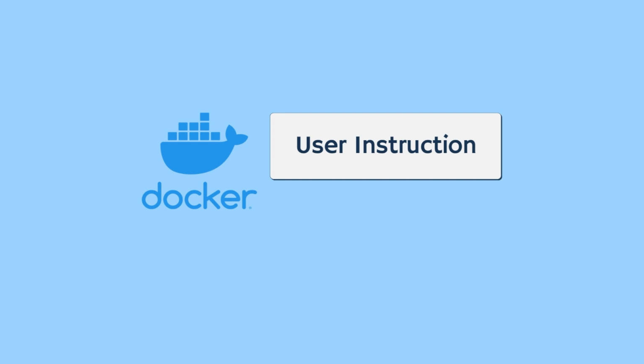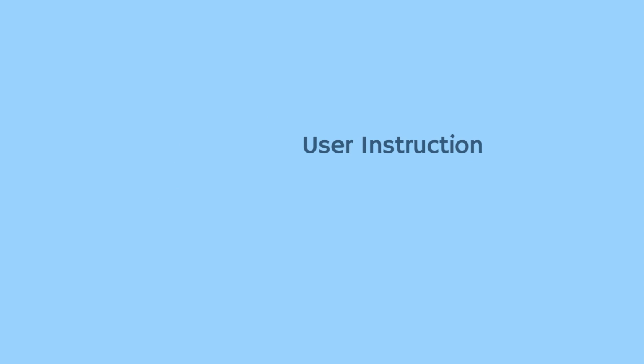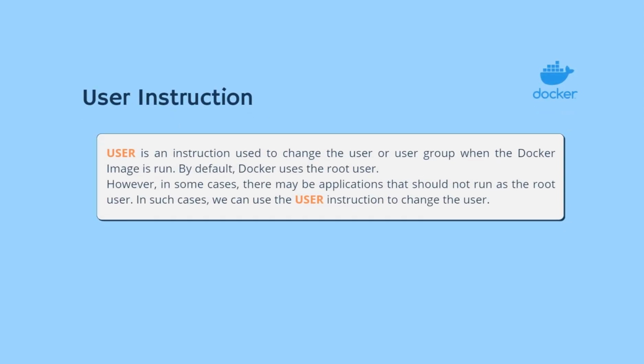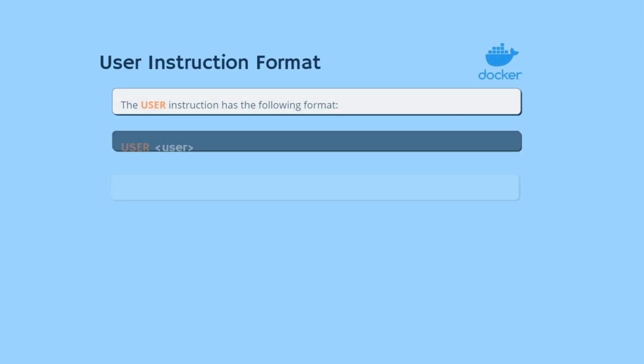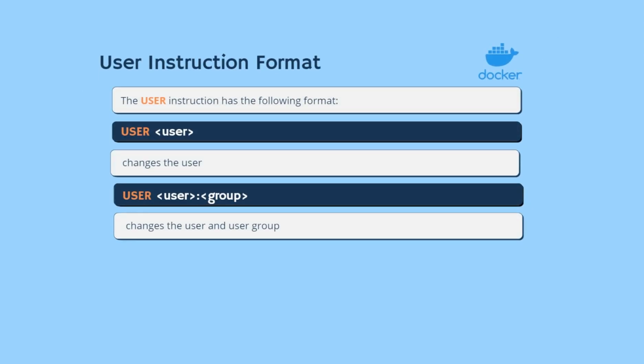USER instruction. USER is an instruction used to change the user or user group when the Docker image is run. By default, Docker uses the root user. However, in some cases, there may be applications that should not run as the root user. In such cases, we can use the USER instruction to change the user. The USER instruction has the following format.